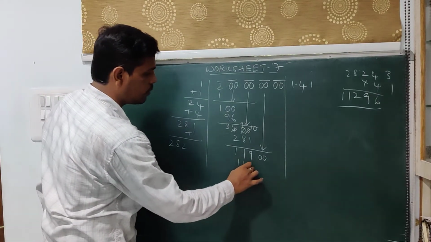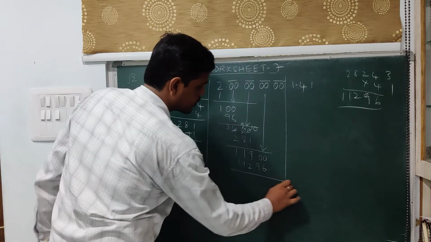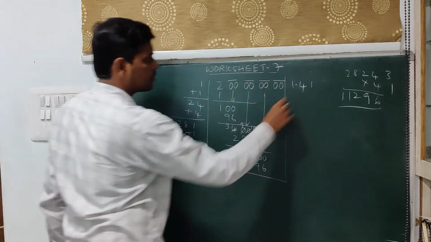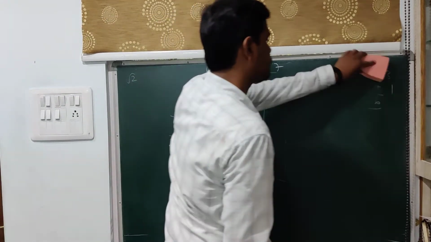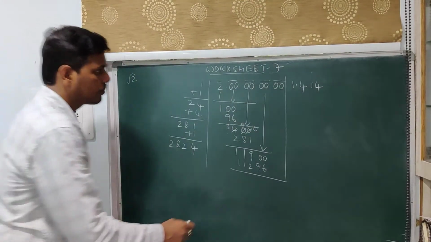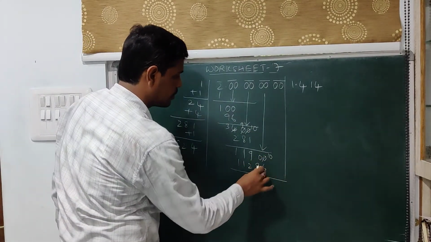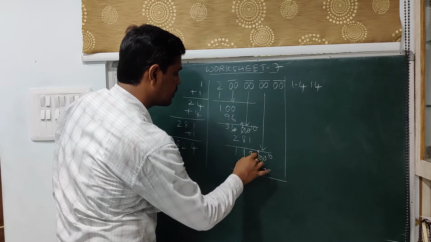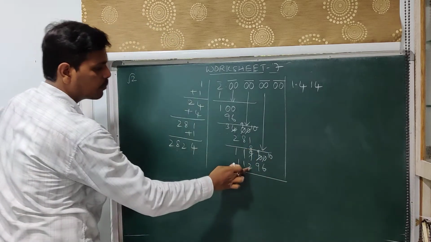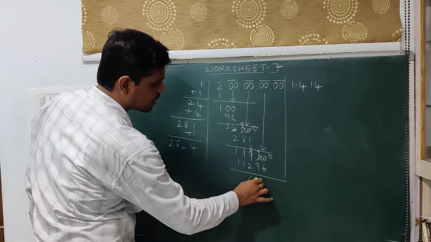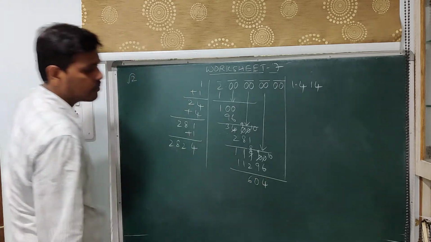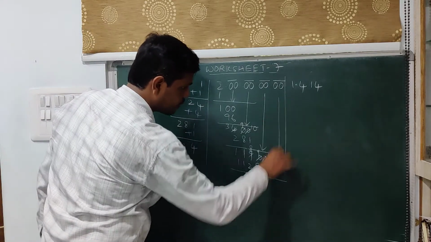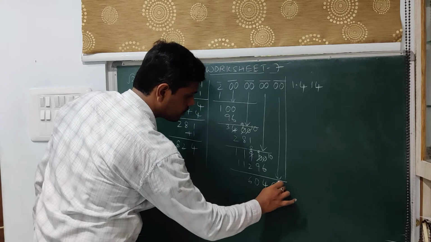So this is 11296. That is 4 times. So this is 10, this is 9, this is 8. So 8 minus 2 is 6, 9 minus 9 is 0, 10 minus 6 is 4, and again you carry forward a pair of zeros.